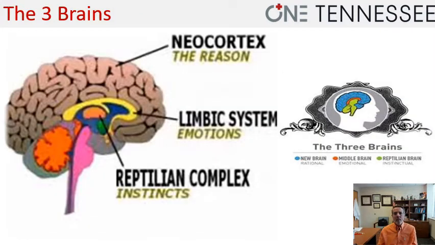To avoid getting too complex with brain function, we're going to look at it as just being three different parts. So that first part that develops in the womb and develops first is that reptilian complex. That's your instincts. That controls a lot of your autonomic functions that you don't think about. Breathing, blinking, all of those type things. It also houses part of our reward pathway. So we're going to be rewarded for doing things that are going to keep us alive.